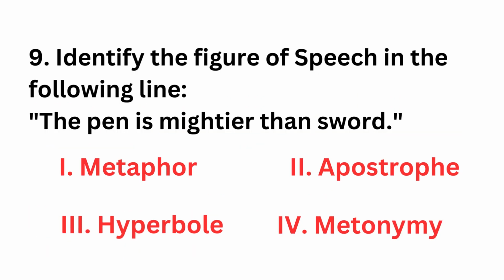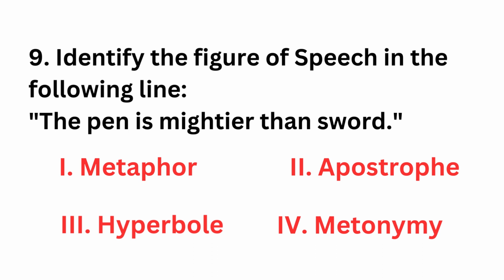Next is, identify the figure of speech in the following line: the pen is mightier than the sword. Here the pen stands for the people who want to convince others by their thoughts, while the sword stands for the people who want to convince others by force, or forcefully. The idea hidden in this statement is that whenever we want to convince someone, it is better to convince them with thoughts and ideas. We should not use any kind of force to convince. By thoughts we can do it better.